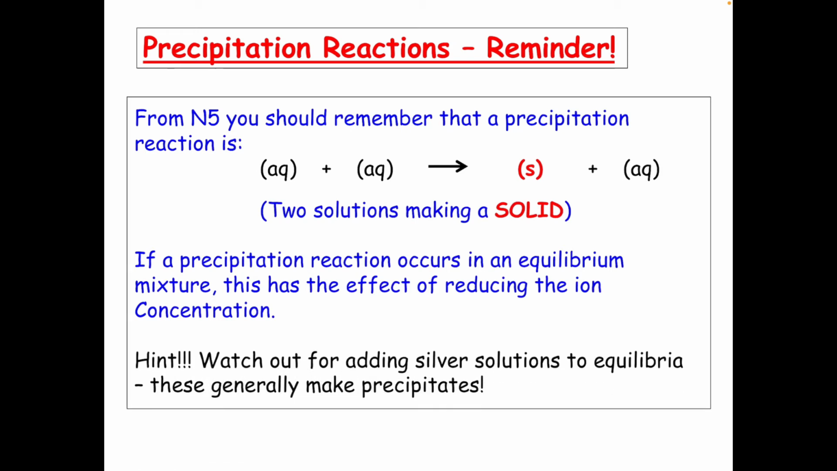So watch out for adding silver solutions to equilibrium, as these generally make precipitates. Usually all of the silver things that are added usually form a precipitate because they're insoluble. If you are stuck and you can't remember where to find this, to find out if they're insoluble or not, then you take out your data booklet and you need to turn to page 21.